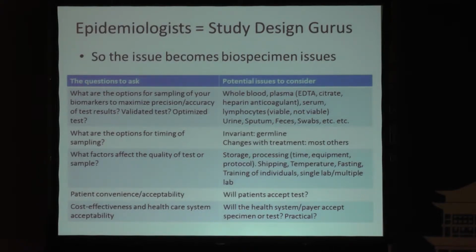And finally, you need to keep in mind patient convenience and acceptability, for instance. In some cases, it's really difficult to collect the specimens that you want to collect because it's going to be very invasive for our patients. And finally, to consider the cost effectiveness and the healthcare system acceptability. Because there are a number of tests right now that are out there that are quite extensive, but they're really for research purposes only and cannot actually be expanded.